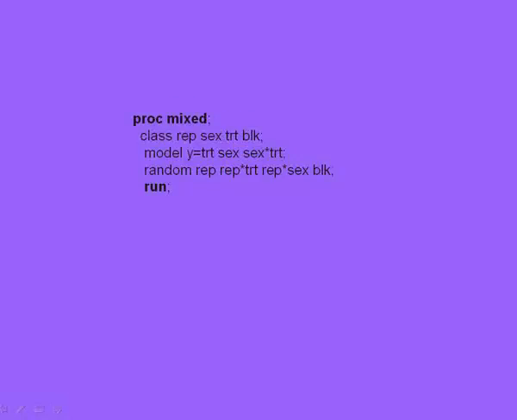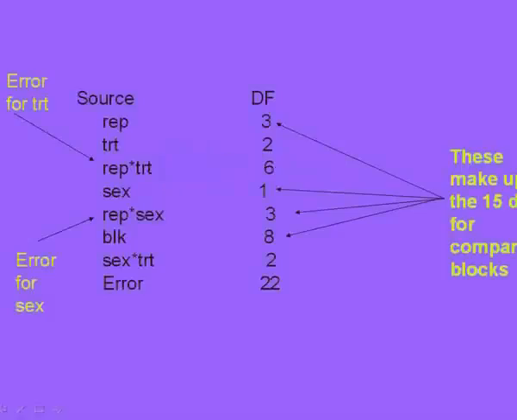Well, it turns out that actually once you know all that, you can write out a SAS model that will analyze this data. You can write PROC MIXED, class rep, sex, treatment, block, the model Y equal treatment, sex, sex by treatment, and then include rep and rep by treatment, rep by sex, and block, all in the random statement. And it produces the ANOVA table that's shown here.